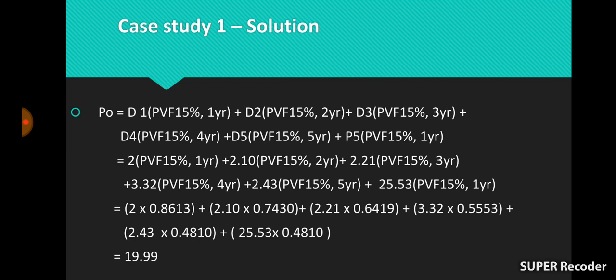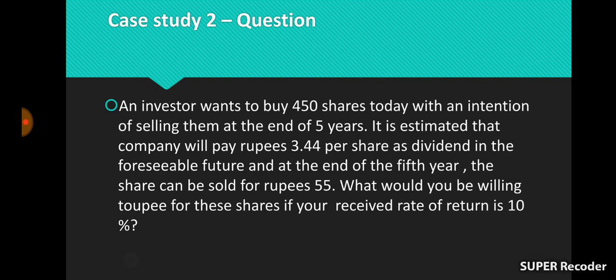Okay, and let us discuss another example, because you can see the difference between these two questions. Check it out. An investor wants to buy 50 shares today with an intention of selling them at the end of 5 years. It is estimated that the company will pay rupees 3.44 per share as dividend in the foreseeable future, and at the end of the 5th year the share can be sold for rupees 55. We need to calculate the intrinsic value of the share, and the rate of return is 10%. That is K is 10%.